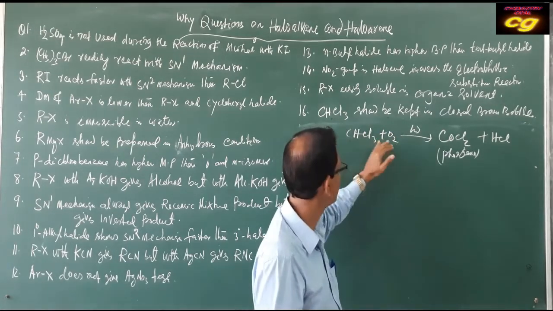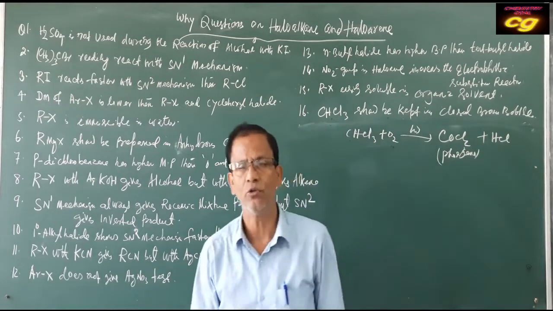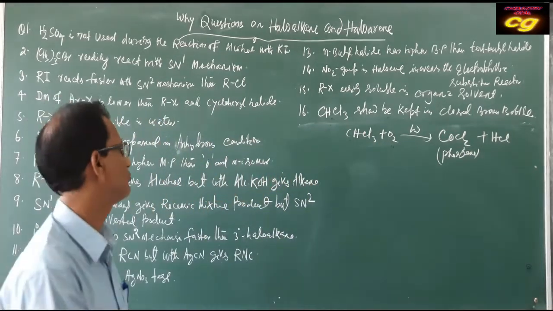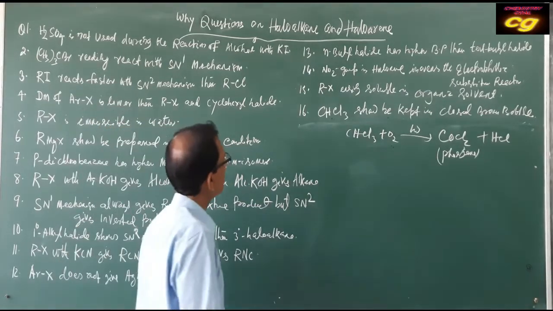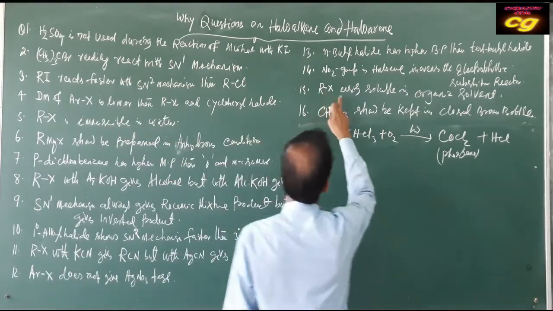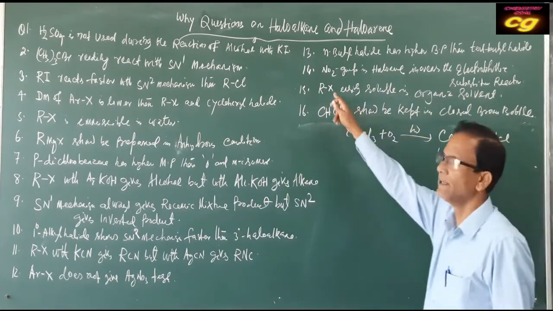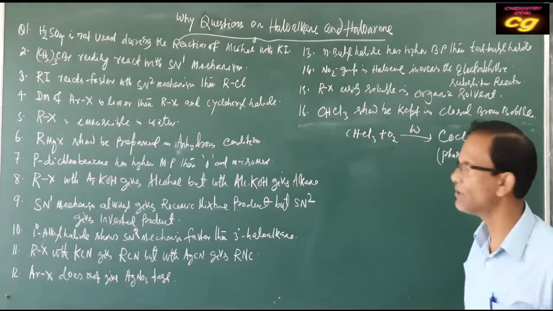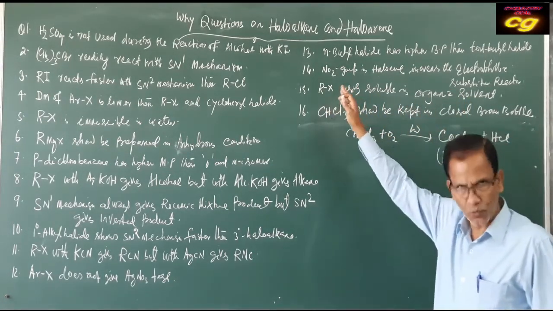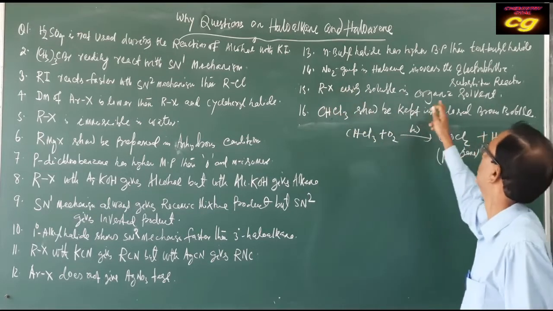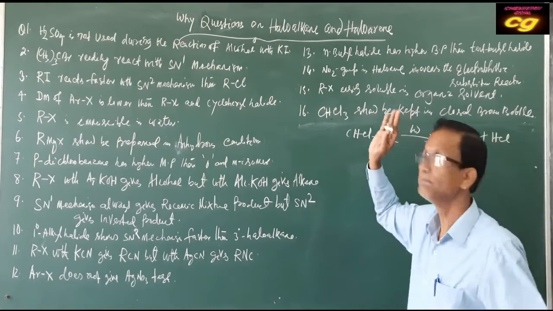If it comes in contact with oxygen in the presence of light, it produces phosgene, COCl2, which is very poisonous. That's why it should be kept in a closed, brown bottle. Then question 15: haloalkane is easily soluble in organic solvents because haloalkane is purely covalent in character, less polar, and so soluble in organic solvents. This is the answer.